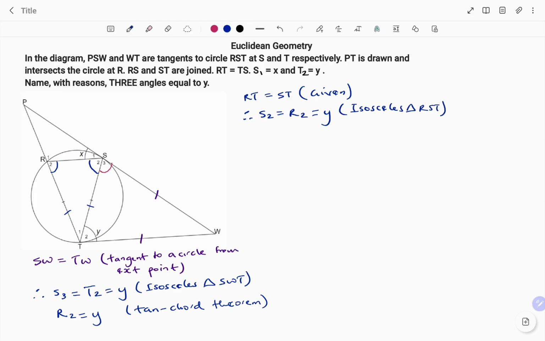So we've gotten our three angles, that's R2, S2, and T2, and S3, all equal to y.